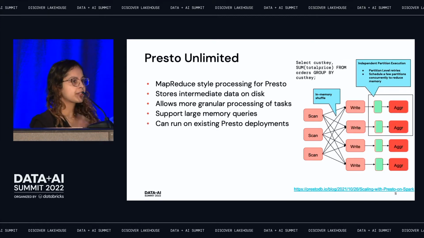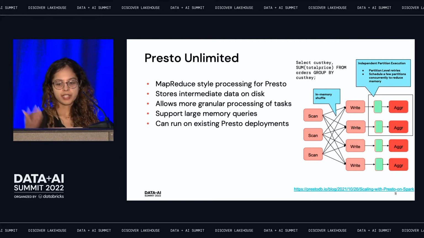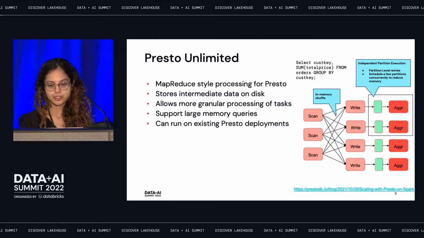So let's look at Presto Unlimited. Presto Unlimited was again developed at Facebook to solve the shuffle problem. It brings this map-reduce style shuffle to the Presto side. So now instead of your shuffle data being streamed from your mapper to the reducers, the intermediate data is persisted on disk. Since your intermediate data is persisted on disk, say for this query when you are doing an aggregation on customer key, it does not have to load all the data into memory, but it can load data for a few partitions into memory, and it can thus reduce the peak memory usage.